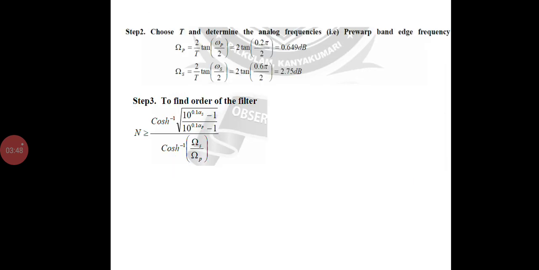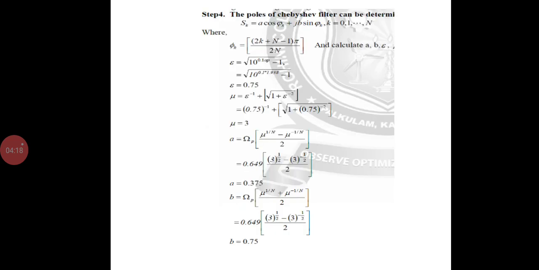And the second step, we want to find the analog frequency. Since here we are using the bilinear transformation, the formula is omega p equal to 2 by T tan of omega p by 2. Therefore by using this formula we are going to calculate the analog frequencies. And third step, we want to find the order of the filter by using this formula. This is somewhat different compared to the Butterworth filter. Therefore n equal to 1.207, it is rounded to the next higher integer value.